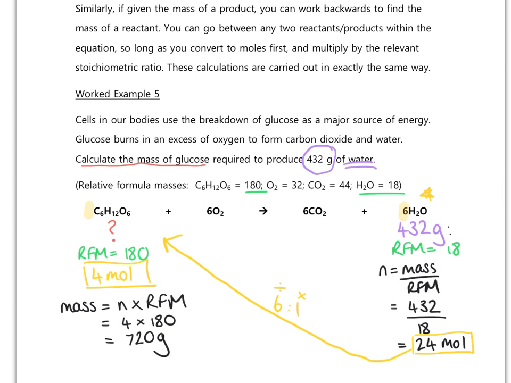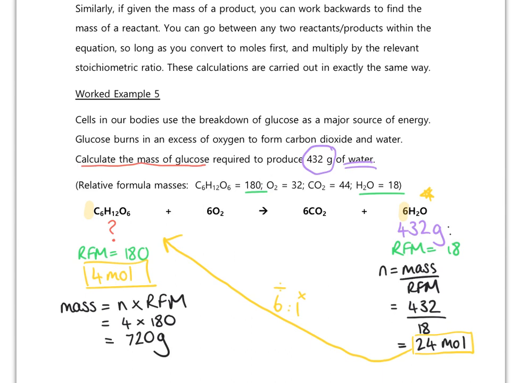So what we're saying from this example is that whatever mass you're given, you can go any direction in this equation. The mass that you're given, you can convert to moles, and then use your balancing number ratio to bring that to the reactant or product that you're trying to work out the mass of. Just be really careful about the direction of your ratio, thinking I'm going from whatever I've just worked out to what I need to work out. So in this case it was 6 to 1. Dividing by 6, timesing by 1. So that's your worked examples finished.